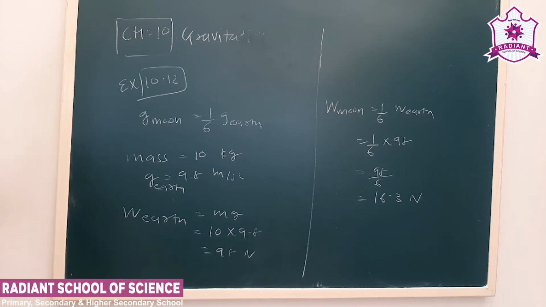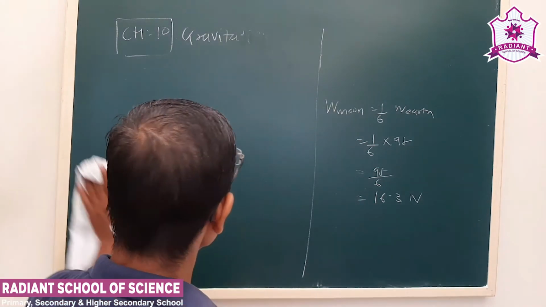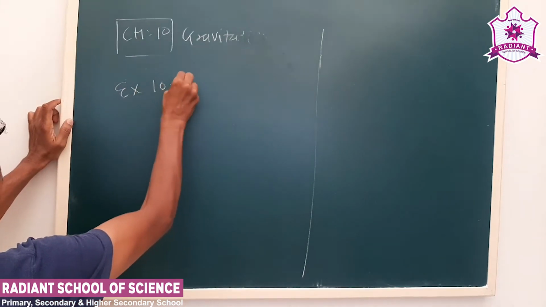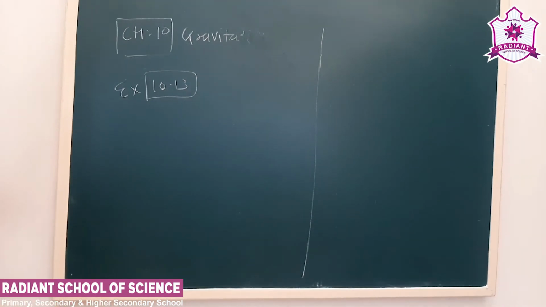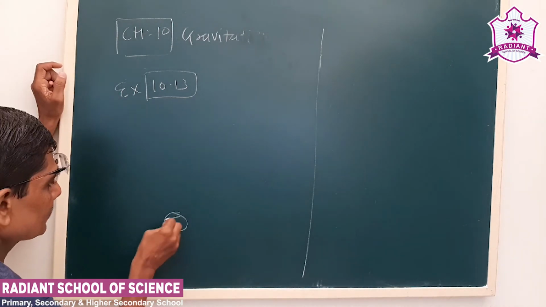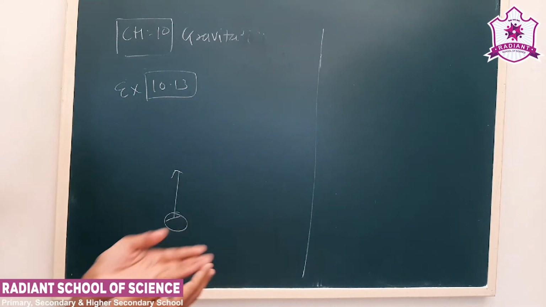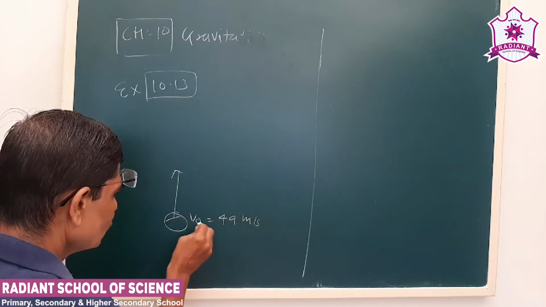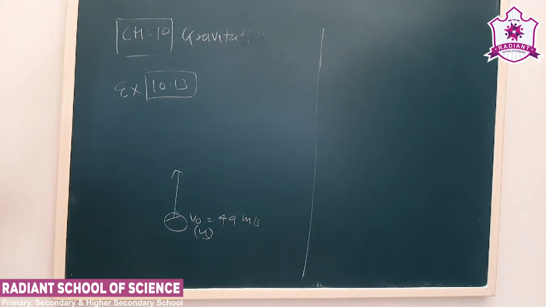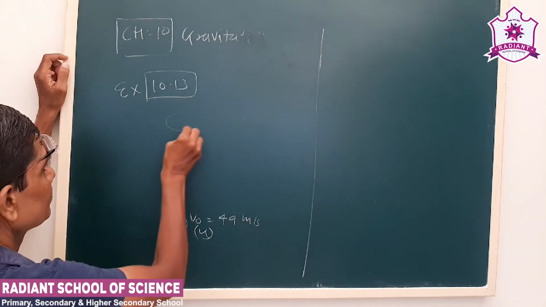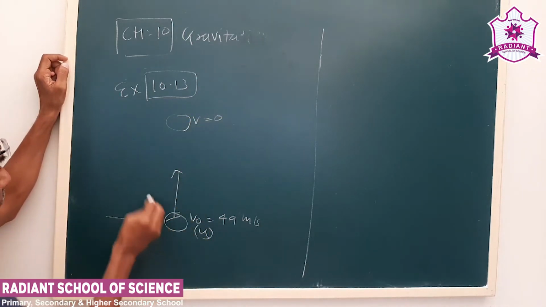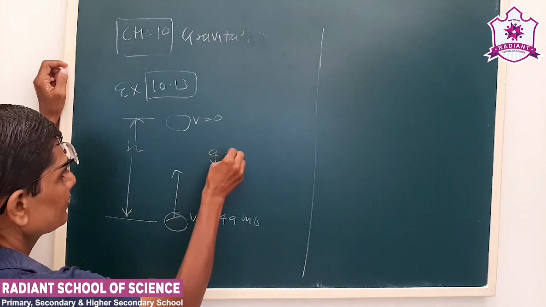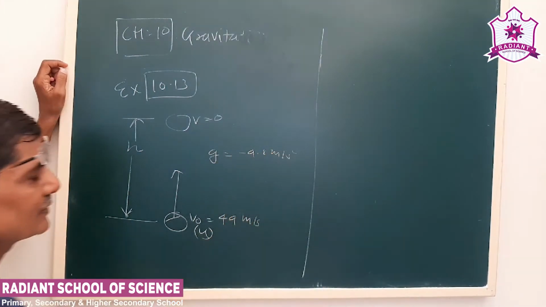Now next is exercise sum number 10.13. Now see, a ball is thrown in vertically upward direction, let us say like this, with a velocity 49 meter per second, or you can say u. We have to find out the maximum height. Let us say here the velocity will become 0, at height h. Now see g is minus 9.8 meter per second square.